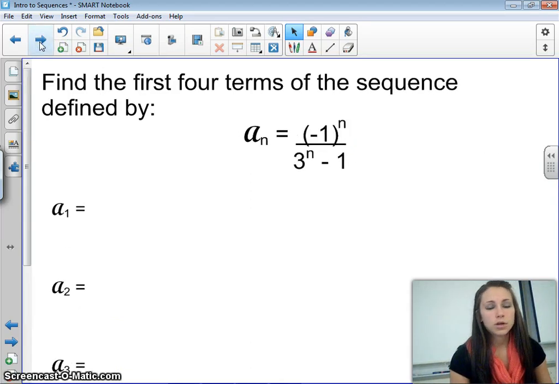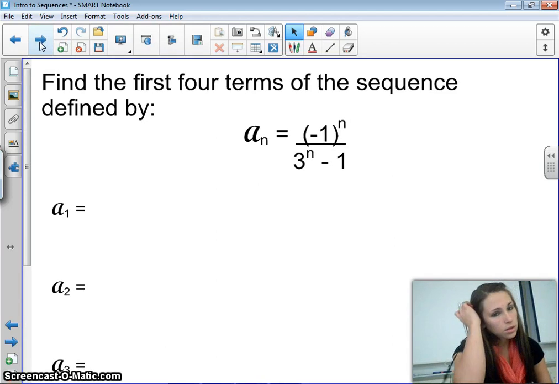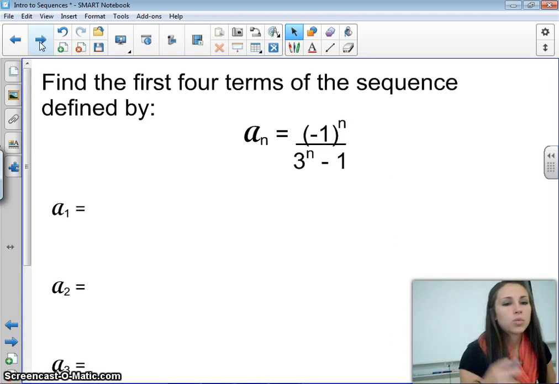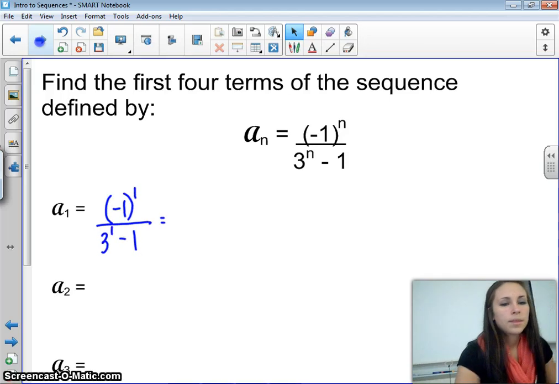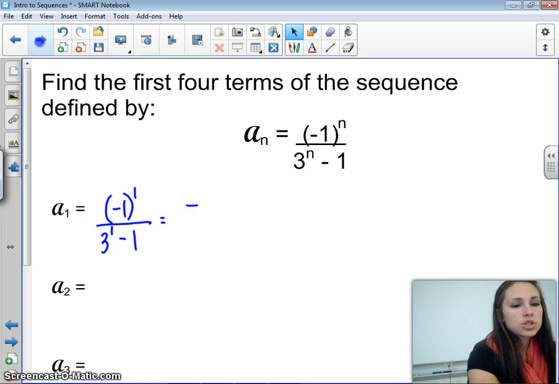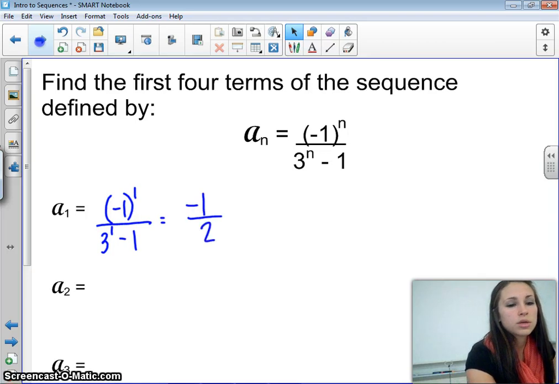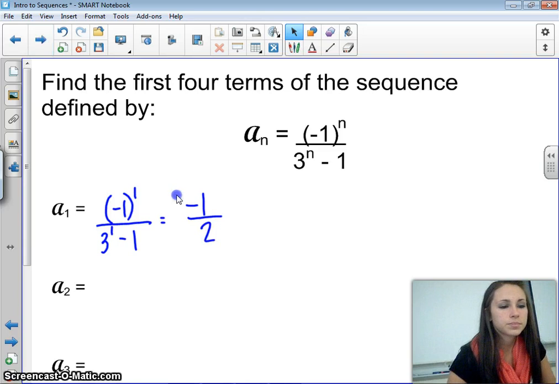Right, here's a little bit more of a complicated sequence. I'm just going to plug 1 in, and I'm going to write this out. So I'm going to plug 1 in to find the first term, so -1 to the first over 3 to the first minus 1. And so -1 to the first is just -1, 3 to the first is just 3, and 3 minus 1 would give me 2, so -1/2.